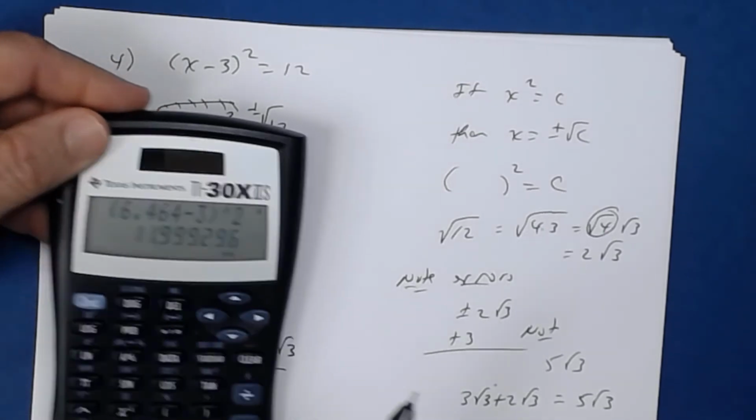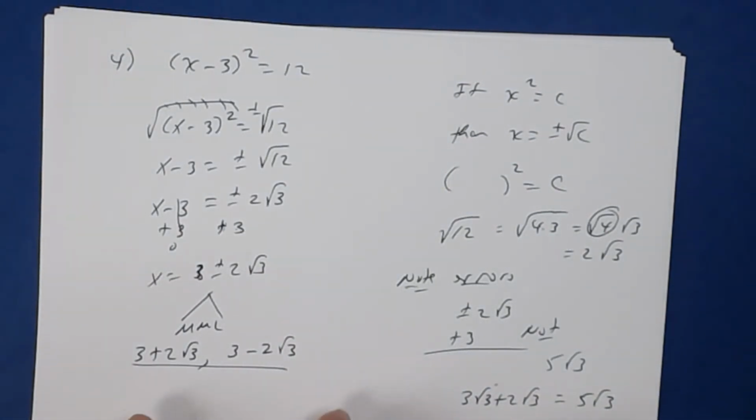So remember, on MyMathLab, you're going to separate them. Those are your two solutions. One is this, one is this. Now remember, we talked about these being irrational solutions. So those are irrational solutions.